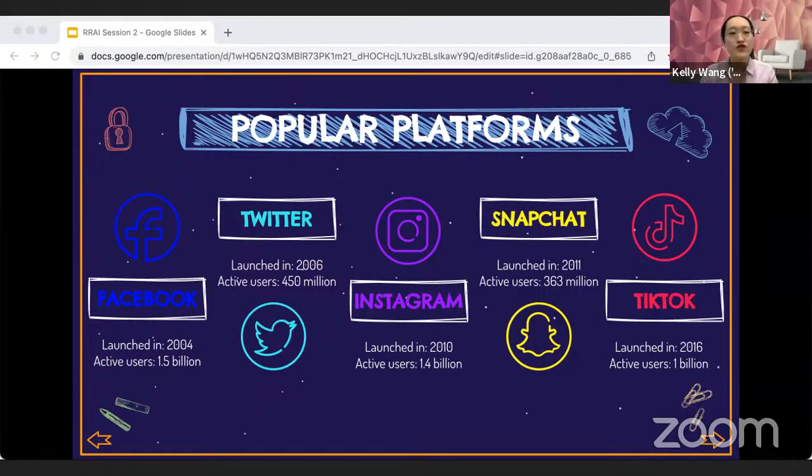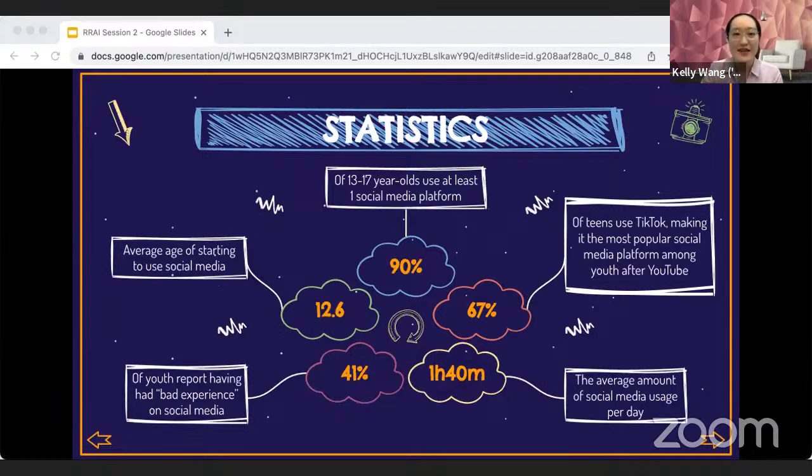From left to right, they are oldest to newest. So we've got Facebook right on the left here. It was launched back in 2004 with 1.5 billion active users. We've got Twitter, launched in 2006 with 450 million active users. Instagram launched in 2010 with 1.4 billion active users. Snapchat launched in 2011 with 363 million active users, and TikTok, which is quite new, launched in 2016, but already with 1 billion users. And of these, Facebook has the highest number of active users, though platforms like Snapchat and TikTok are more popular with youth. So looking at these statistics, we can see that children or youth are very much active users of social media.